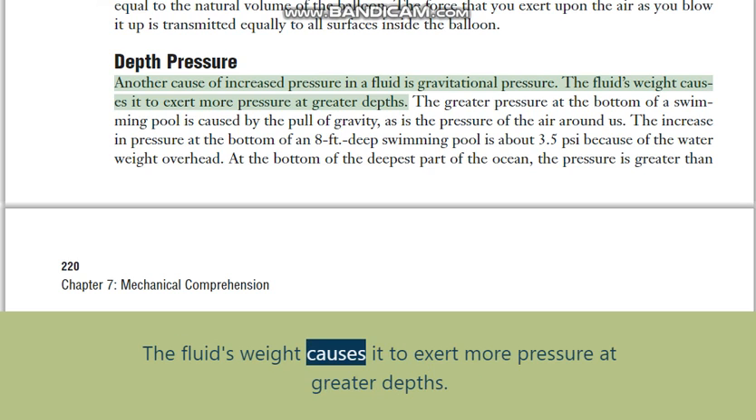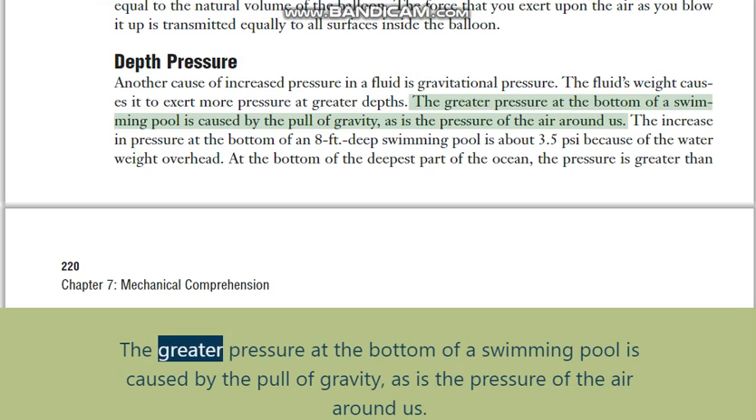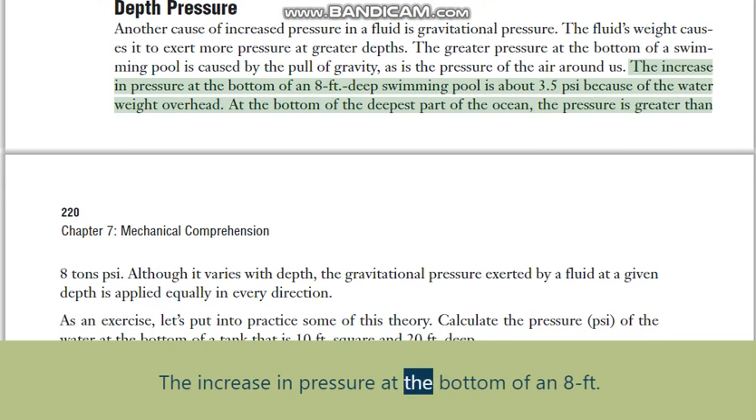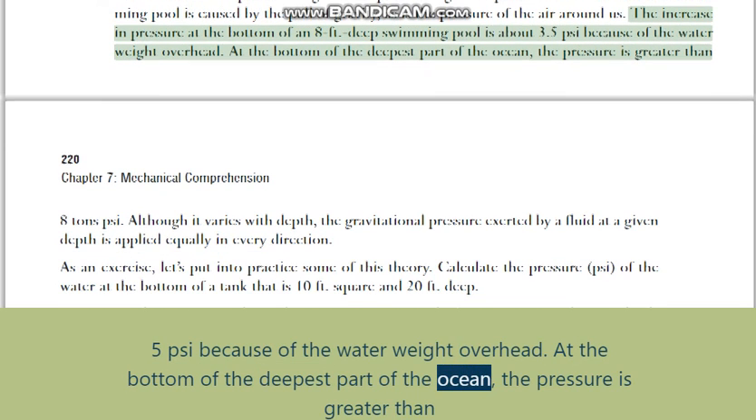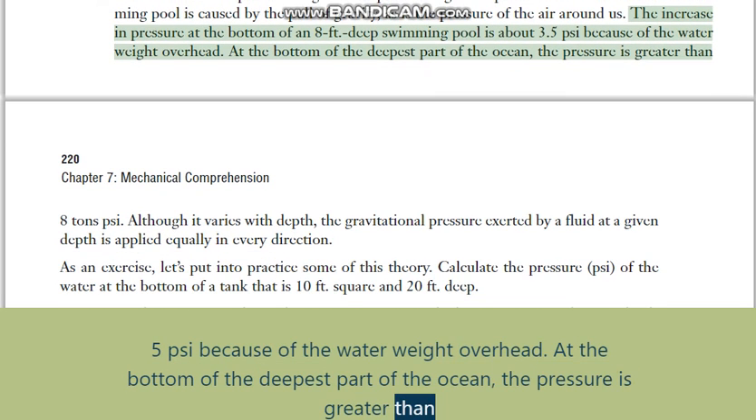Depth pressure. Another cause of increased pressure in a fluid is gravitational pressure. The fluid's weight causes it to exert more pressure at greater depths. The greater pressure at the bottom of a swimming pool is caused by the pull of gravity, as is the pressure of the air around us. The increase in pressure at the bottom of an 8 ft deep swimming pool is about 3.5 psi because of the water weight overhead. At the bottom of the deepest part of the ocean, the pressure is greater than 8 tons psi.